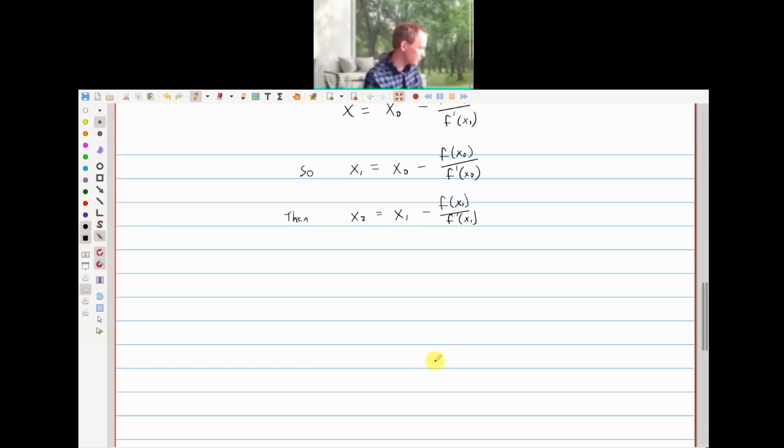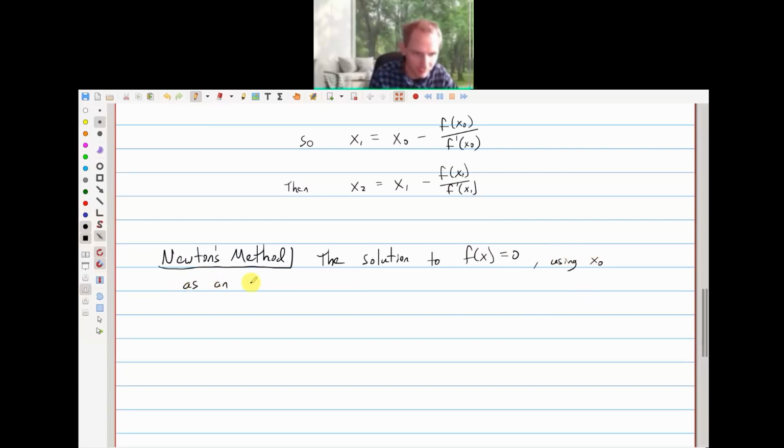All right, well then that gives me an iterative process, right? So let's go ahead and write this down. So here's what Newton's method is. A solution to f of x equals 0, using x0 as an initial guess, can be approximated by: xn, the nth approximation, is we take the previous approximation minus f with that previous approximation plugged in, divided by f prime with that previous approximation plugged in.